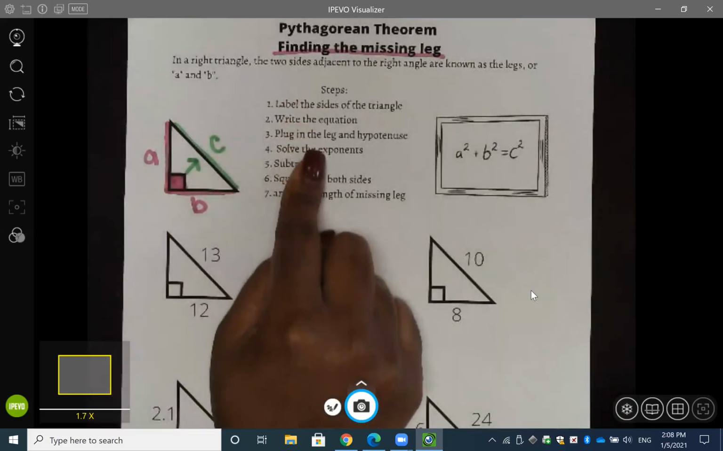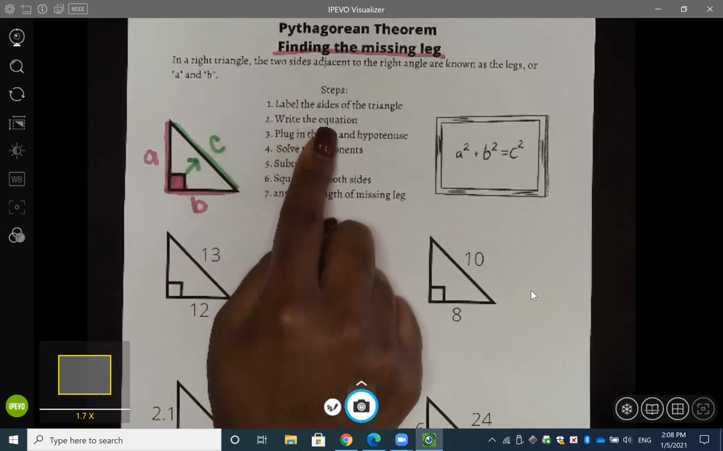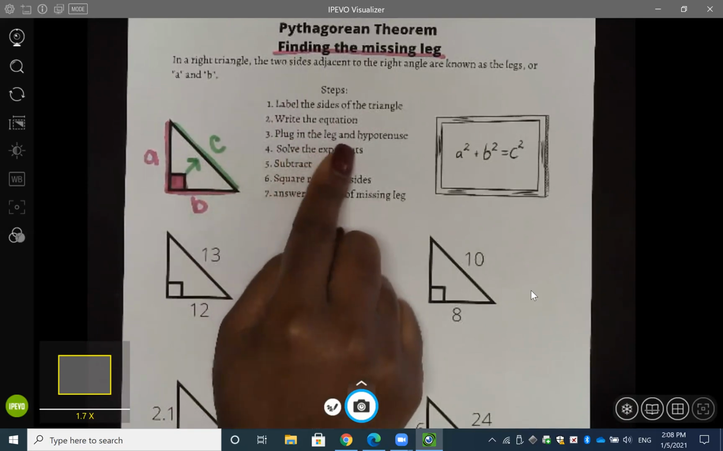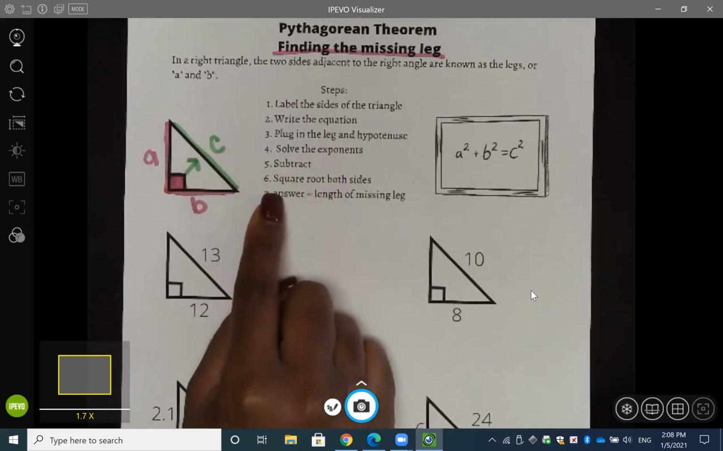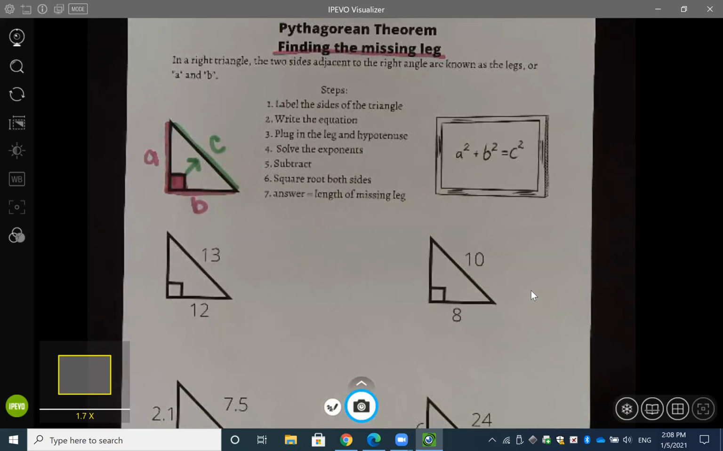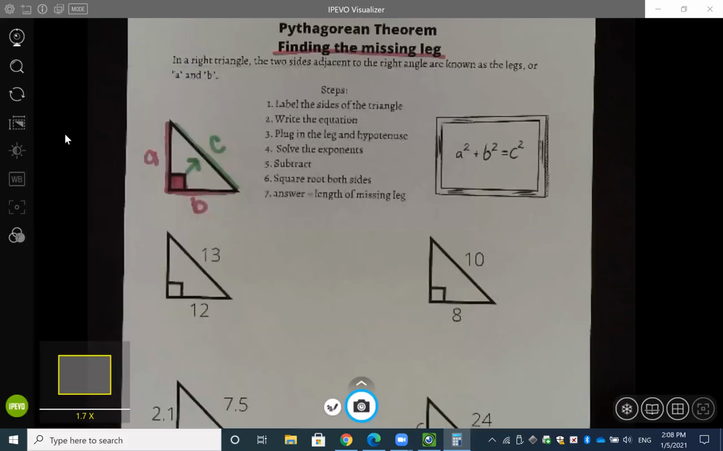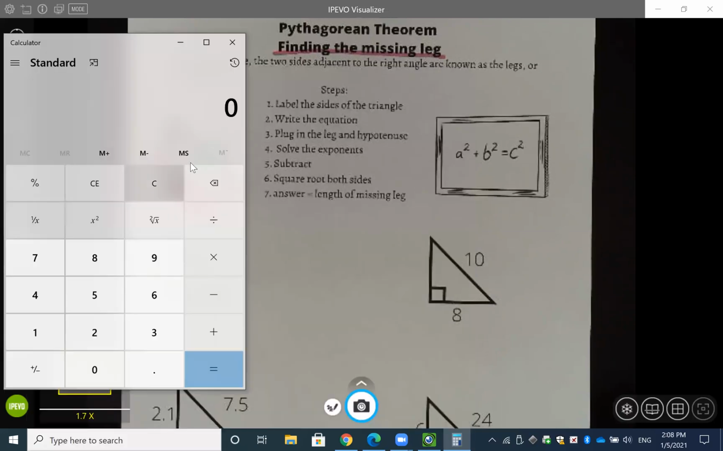We have our steps right here: label the sides of the triangle, write the equation, plug in the leg and hypotenuse, solve the exponents, subtract, square root both sides, and your answer will be the length of the missing leg. I am going to use my calculator on my device to solve this, just to show you how it is possible.